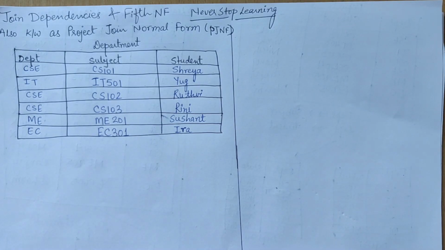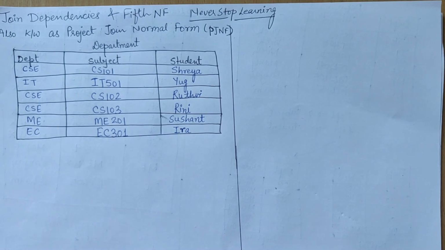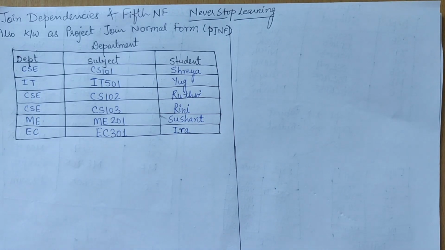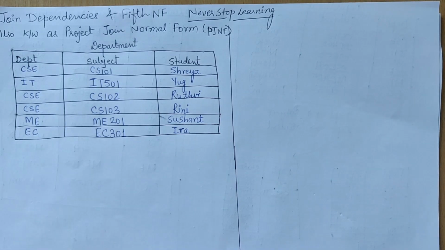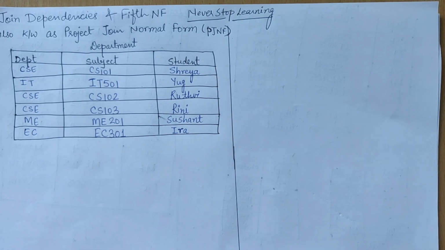Hello everyone. In the series of learning database management system, our today's topic is joint dependency and fifth normal form. Prerequisite for this particular lecture is functional dependencies and all the normal forms which we have studied up till now.